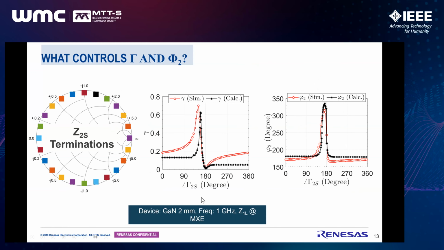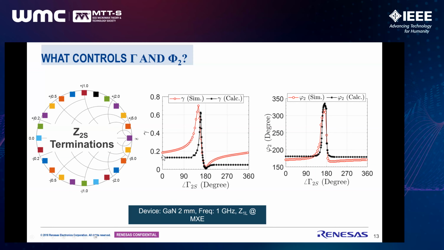That way, we can see what will be the generated gamma and phi2 if we terminate the second harmonic source around the edge of the Smith chart. So here we are terminating the second harmonic around the edge of the Smith chart, then we can see what gamma and phi2 are being generated. You see, in most cases phi2 remains around 180 degrees, but in certain regions it spikes out. So that point needs to be carefully monitored.